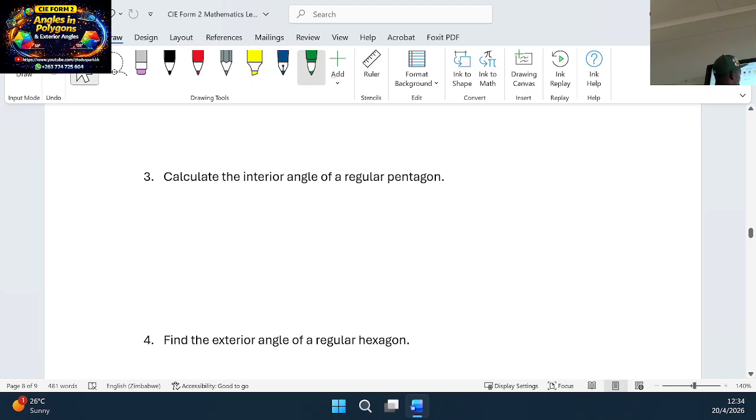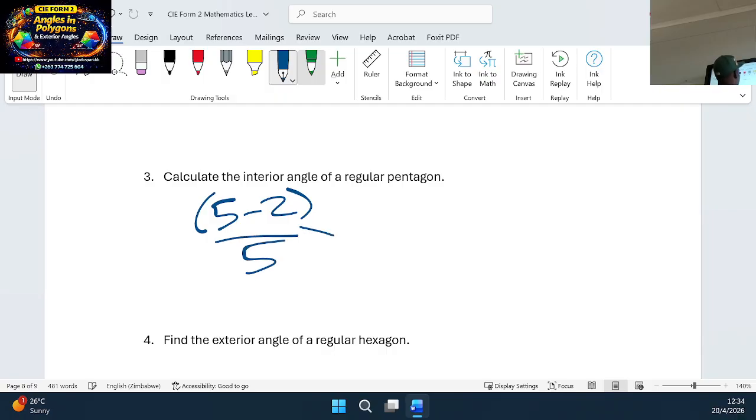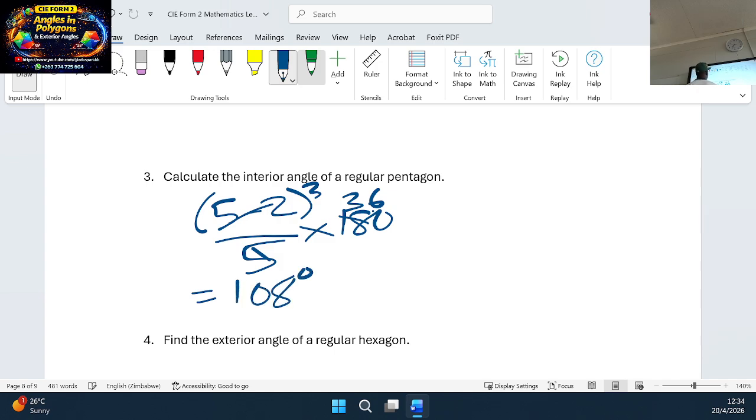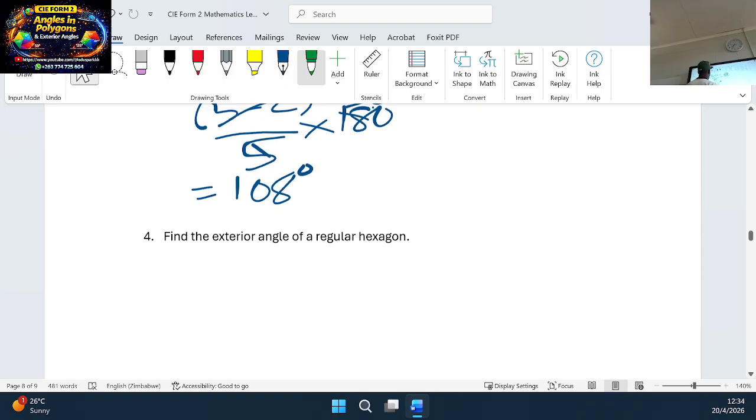Calculate the interior angle of a regular pentagon. From our formula, pentagon means 5. So it's 5 minus 2 over 5 multiplied by 180. When we do so, we are dividing 180 by 5, that's 36. 36 times the 3 that we get here takes us to 108 degrees. So each interior angle of a regular pentagon is 108.